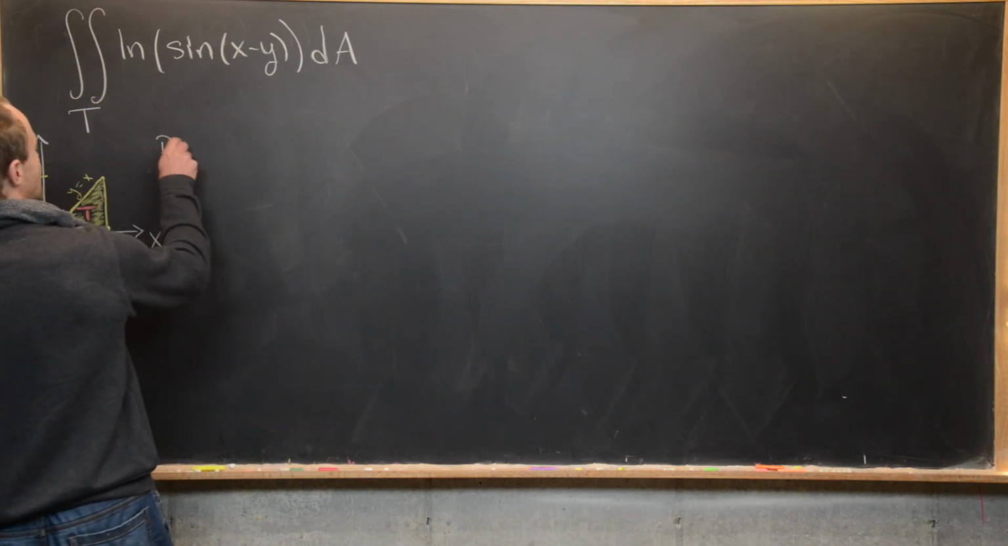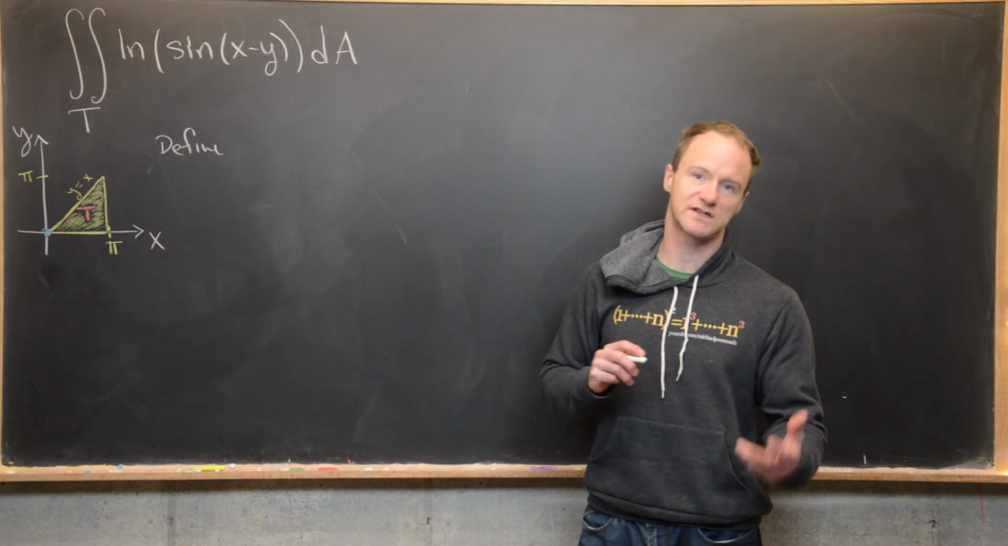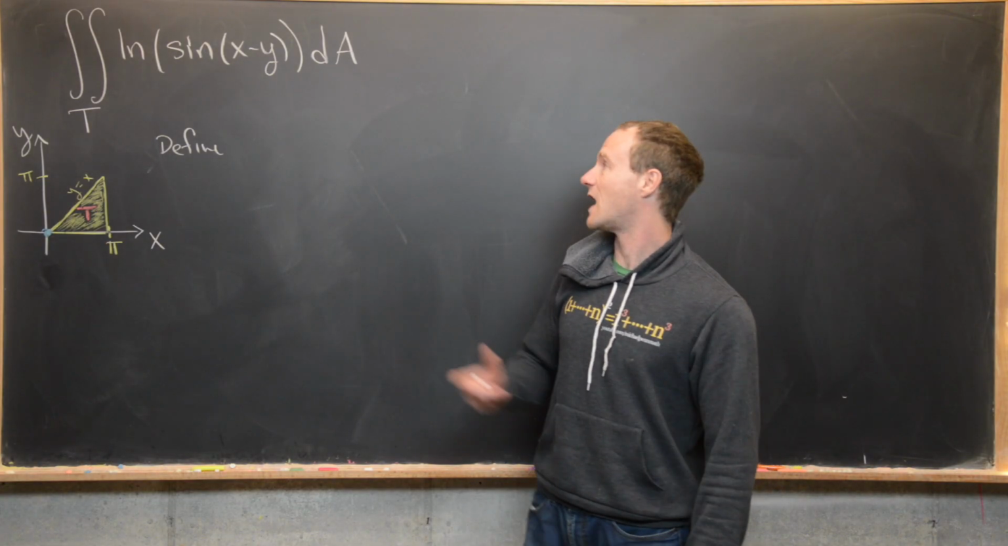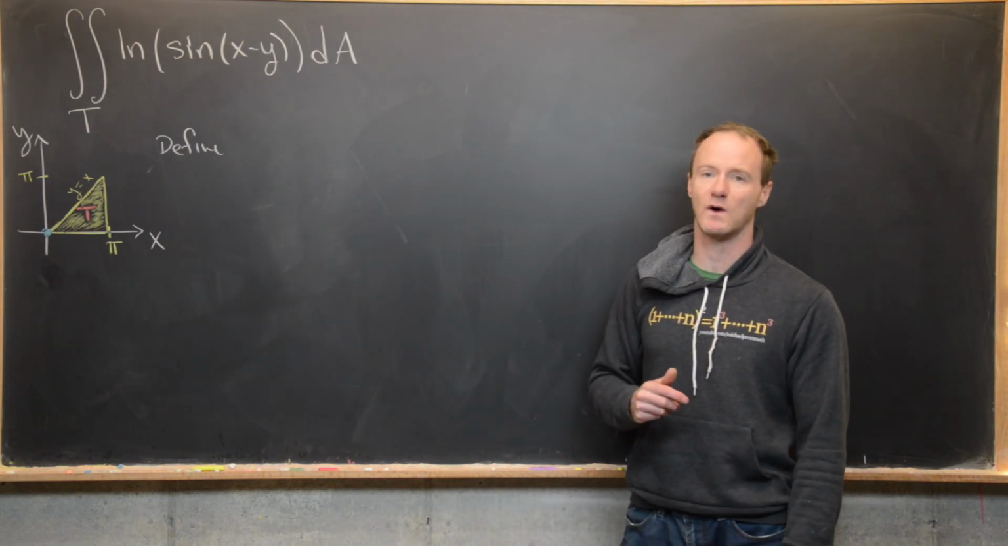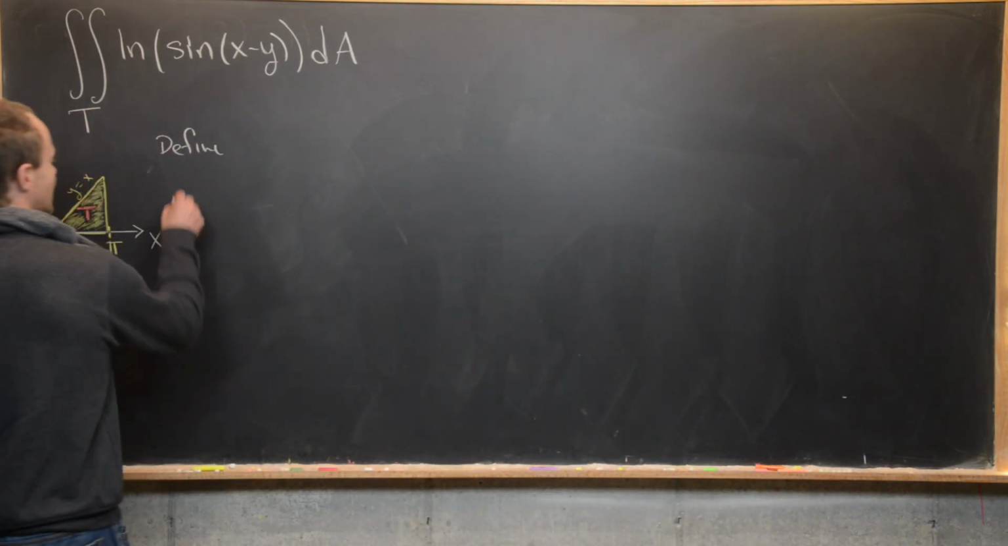So let's define our change of variables by multiplication by a matrix. So we can do a nice linear change of variables here. And that's kind of obvious because here we've got x minus y. We'd probably like to set x minus y equal to one of our new variables. And we can do that like this.